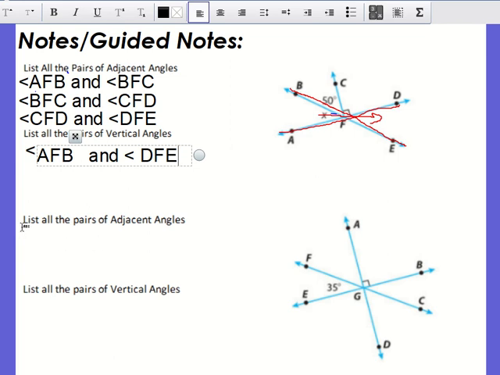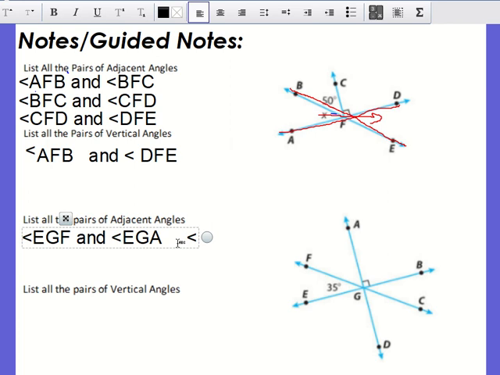All right, so list all adjacent angles. This might probably be a good place to pause and see if you could list them before I did them, and then we'll see how it goes. All right, so we've got angle EGF and FGA. And then we have angle FGA and AGB.